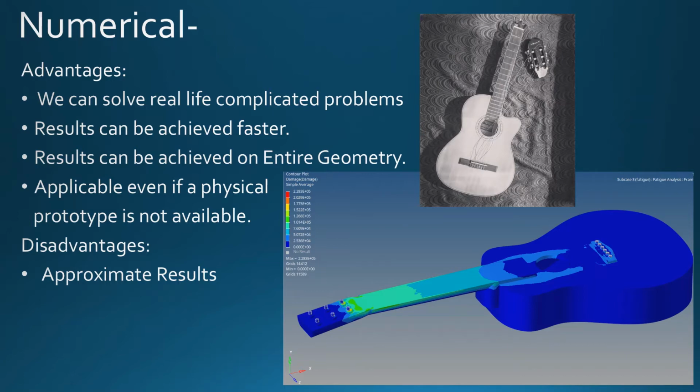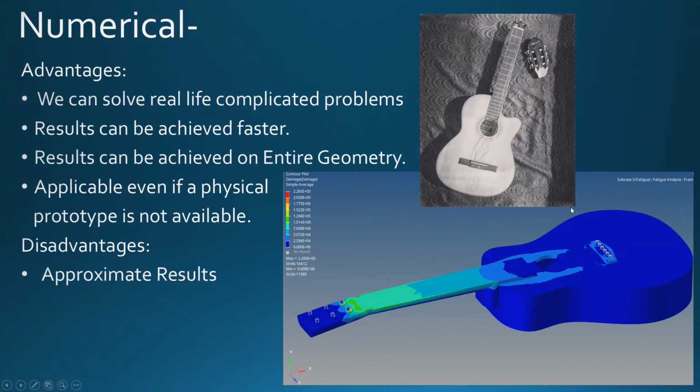So the picture which you are seeing is of my guitar, and the guitar broke from a very unusual place. The guitar usually breaks from the bridge, that is here. The bridge gets sheared in the usual case, but this guitar broke from the neck, which is very unusual. So I performed a CAE of it, and I made a CAD file of it first, and then I meshed it and performed CAE.